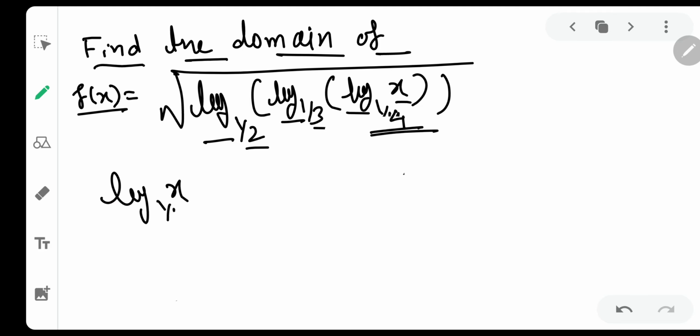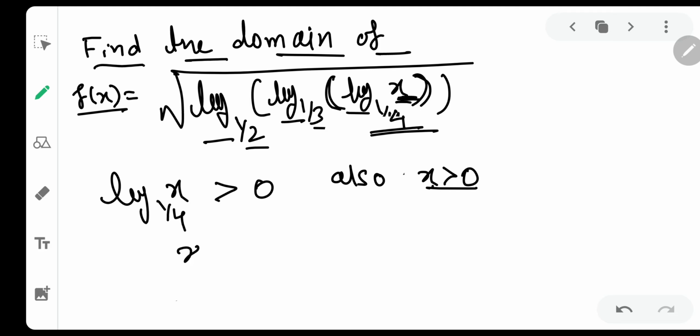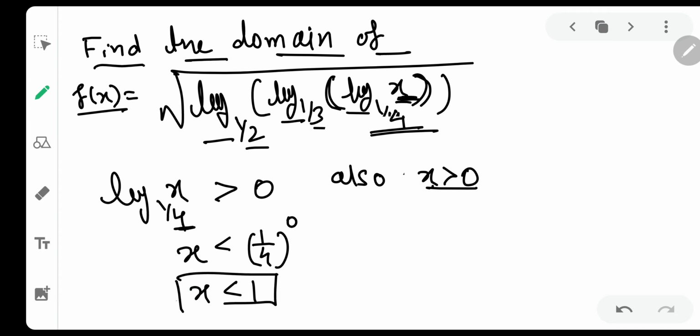Log of x to the base 1/4 should be greater than 0 because it is in the log of something. Also x should be greater than 0. So first of all, what have we considered? We have considered that x should be greater than 0, and this is log of something, hence log of x to the base 1/4 should be greater than 0. As the base is less than 1, x should be less than (1/4) raised to 0. Therefore x should be less than 1. This is the first part and this is the second part.